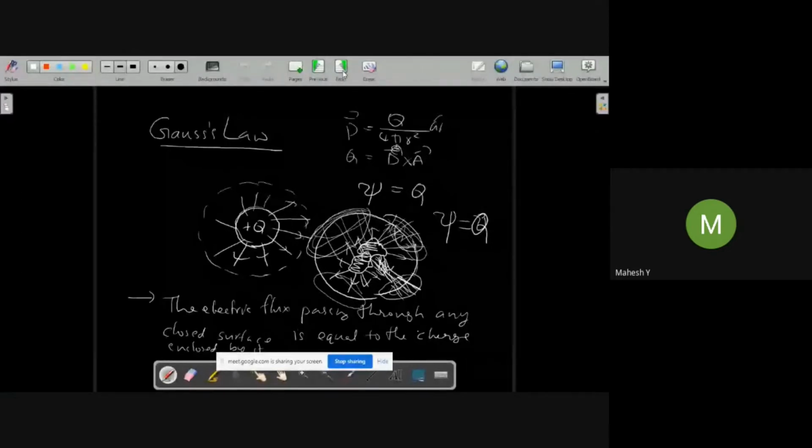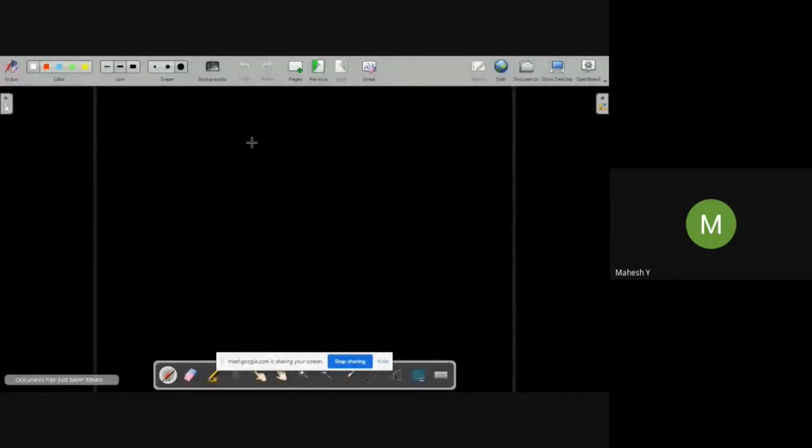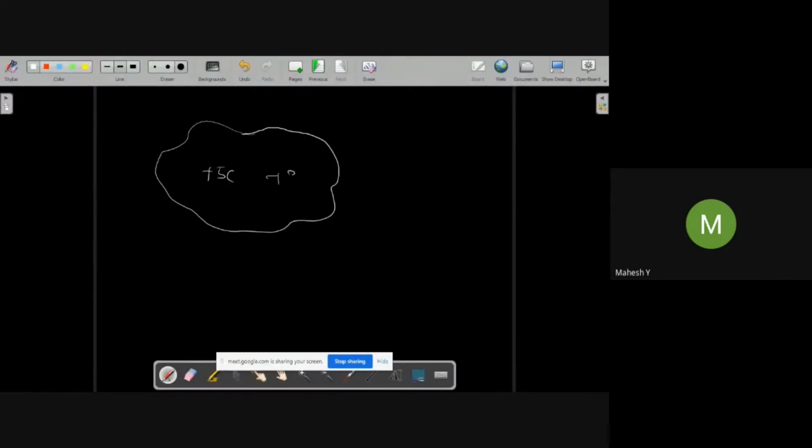So now consider an irregular shape and you have kept 5 coulombs and 3 coulombs. What is the total flux according to Gauss's law? Total flux passing through this surface. How much will it be? 8 coulomb. 8 coulomb, yes.